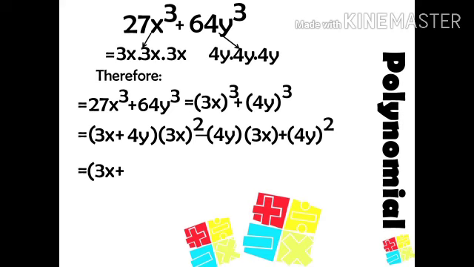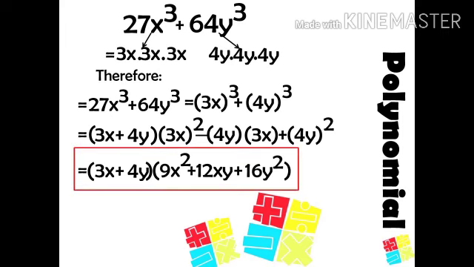Next we have 3x plus 4y. Then we square 3x, which will become 9x squared, plus the answer for negative 4y times 3x, which is negative 12xy. Then the answer for (4y) squared is 16y squared. And that's the final answer.